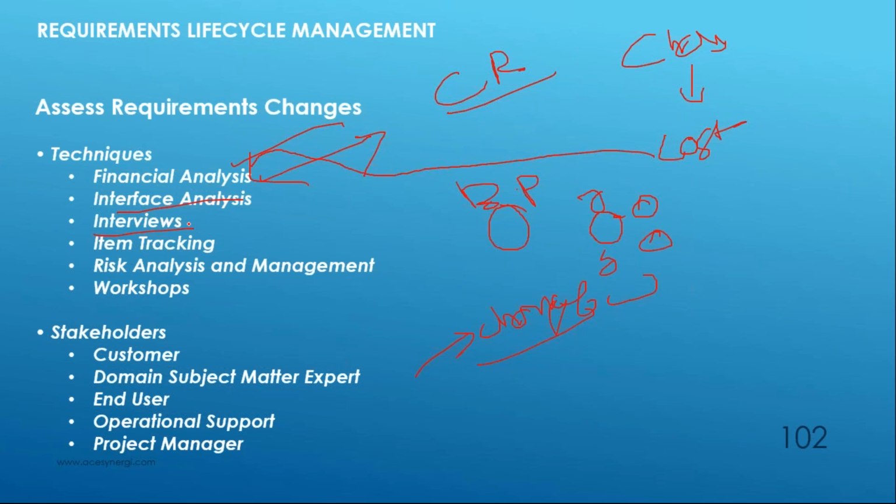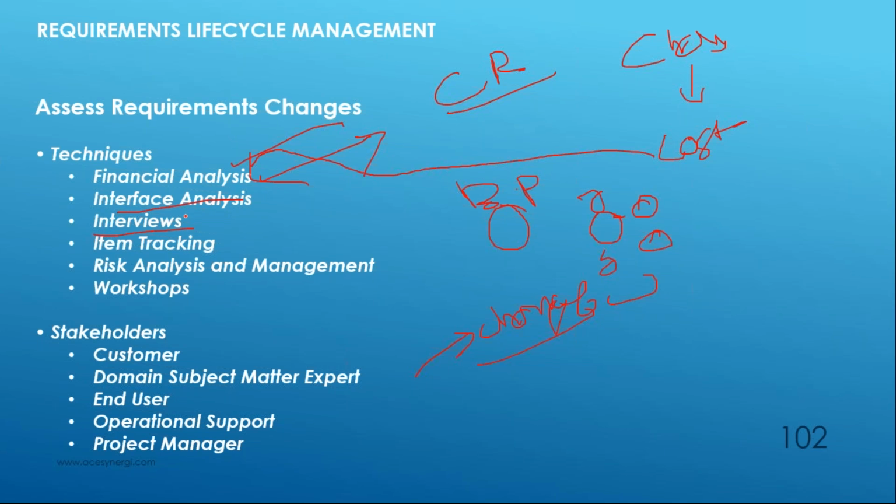Interviews definitely are a part of all 6 knowledge areas. If you remember a tip which I'm going to give you now, interviews is one technique which is there everywhere. In all the knowledge areas, you have interviews. Item tracking, there are certain things which you can't resolve at that moment of time, so you can go for item tracking. Risk analysis and management, risk of implementing a particular requirement, risk of not implementing a requirement, you need to consider. And workshop is also, if you see, it will be there in most of the knowledge areas. So you pretty much use a lot of techniques which are there.